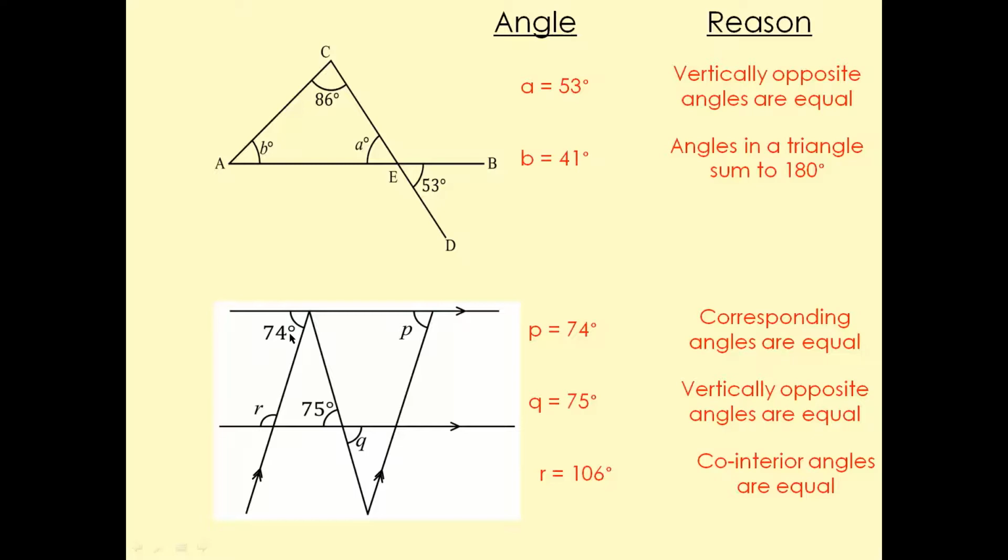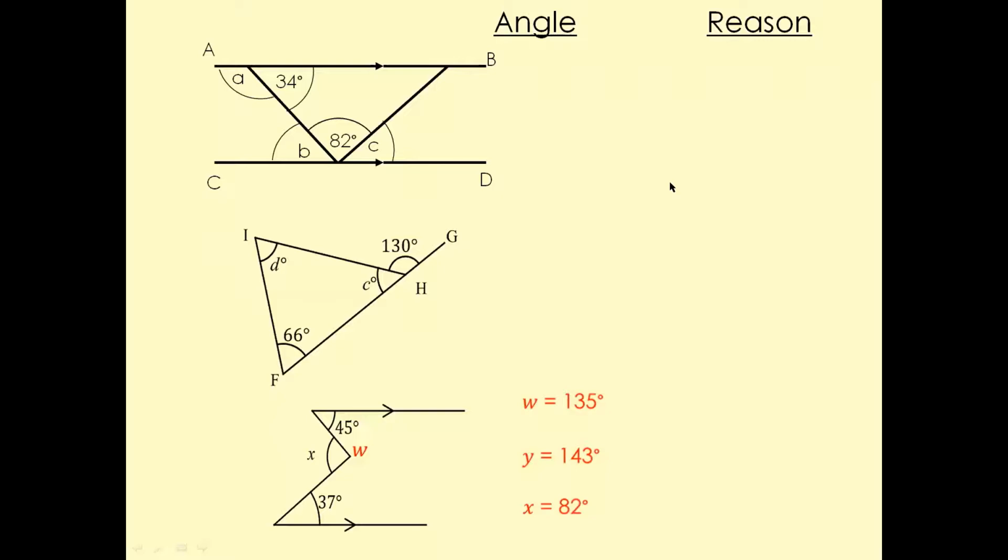So once you find this one down, so that's going to be corresponding angles. Then again, once you got this one 74, to find this one, take away from 180 degrees and you will get the answer, which is 106 degrees.